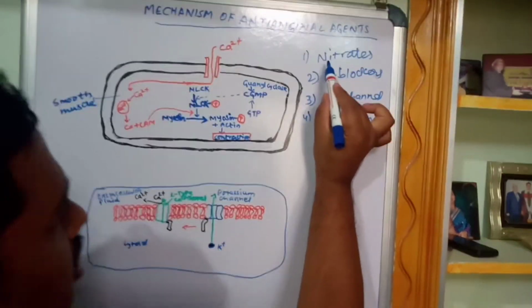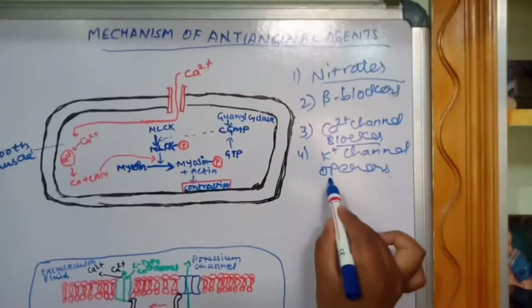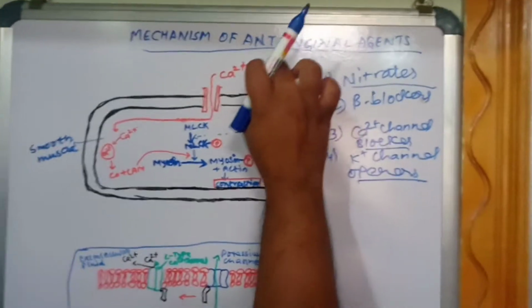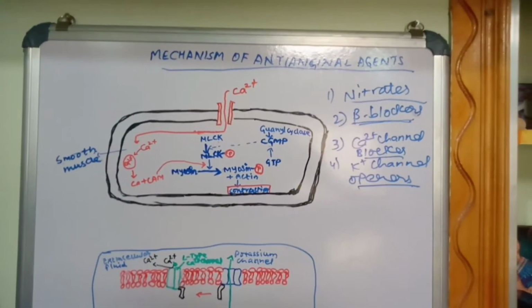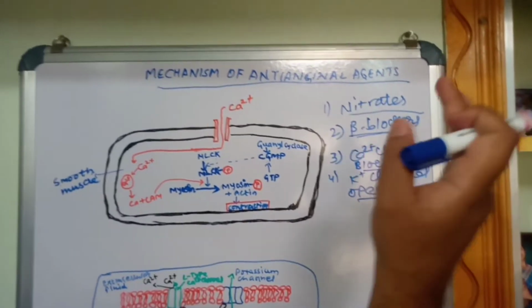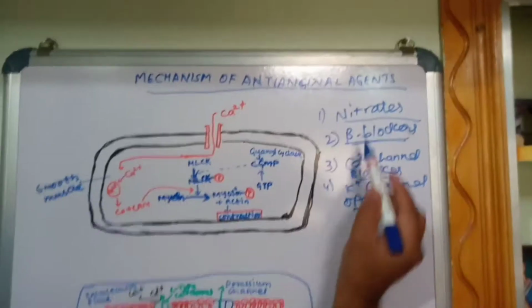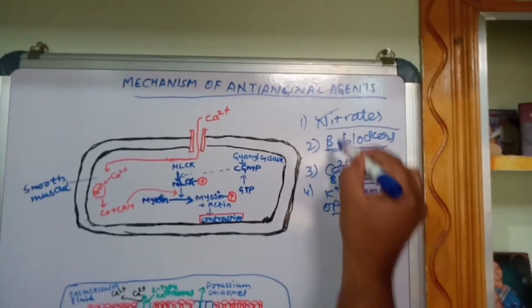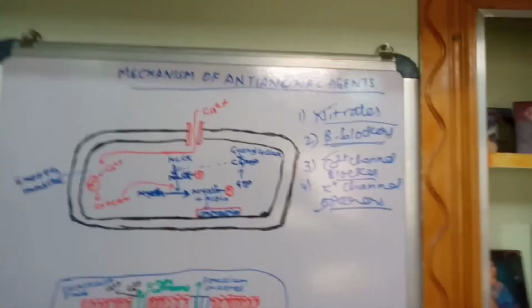I am going to discuss the mechanism involved in nitrates, calcium channel blockers and potassium channel openers in antianginal therapy. Beta blockers we will discuss mainly under antihypertensives. In my next videos we are going to discuss beta blockers in antihypertensives, and there we will discuss the mechanism associated with beta blockers. Now we discuss the mechanism involved in nitrates, calcium channel blockers and potassium channel openers.